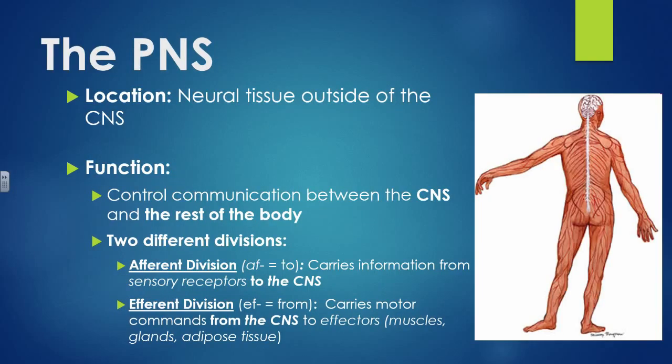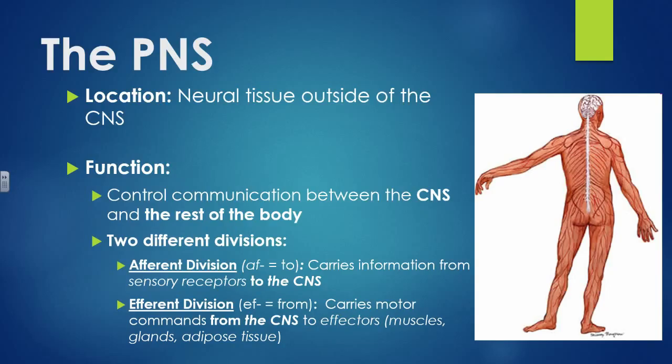The peripheral nervous system can be found in any of the neural tissue outside of the central nervous system. So any nerves or anything that run outside of the brain or the spinal cord are going to be considered peripheral nervous system tissue. The primary function of the peripheral nervous system is to control the communication between the central nervous system and the rest of the body. And it has 2 different divisions, the afferent and the efferent divisions.